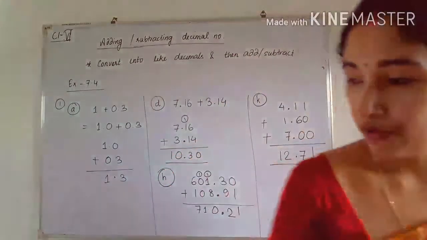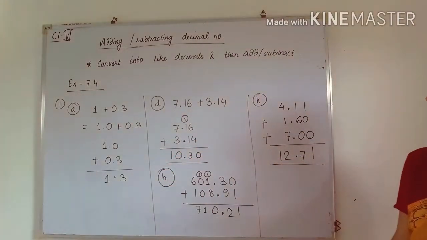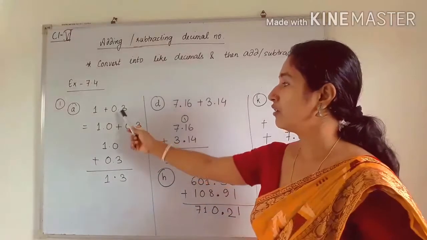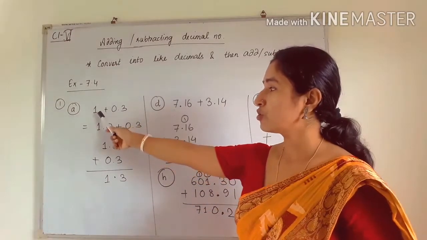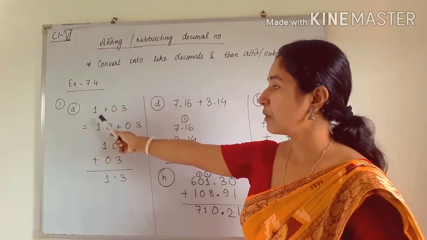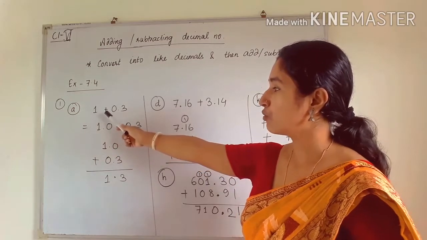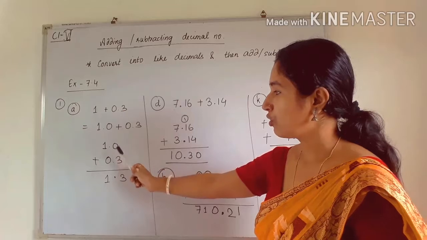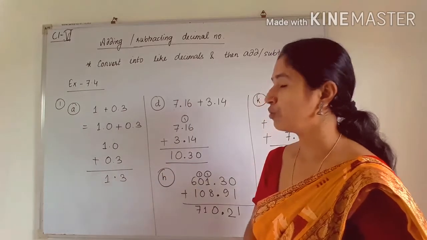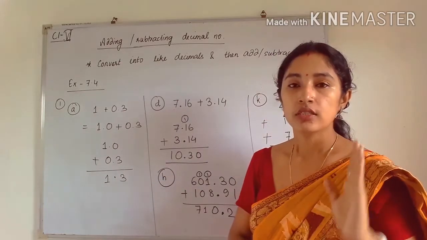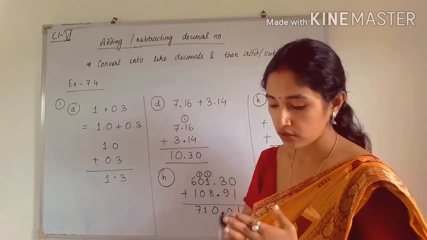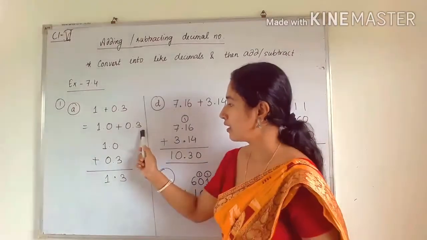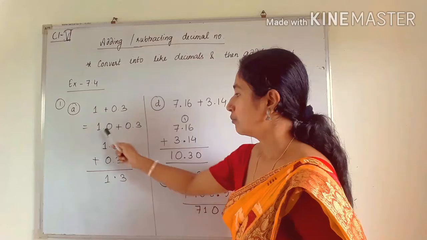See here, we have to add the decimal numbers 1 plus 0.3. After the decimal point we have one digit, but here there is no decimal part, so we have to convert it into like decimals. So we can write 1.0. So 1.0 plus 0.3. How to put? We have to start from the extreme right side. So you can see from the right side, the decimal parts of both are the same now.